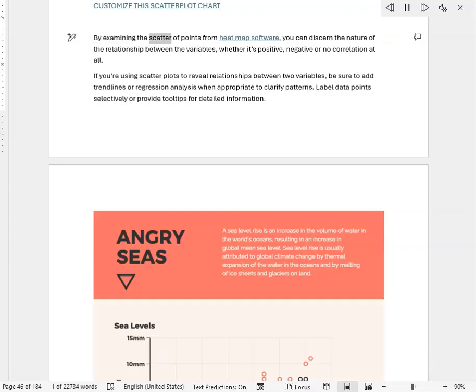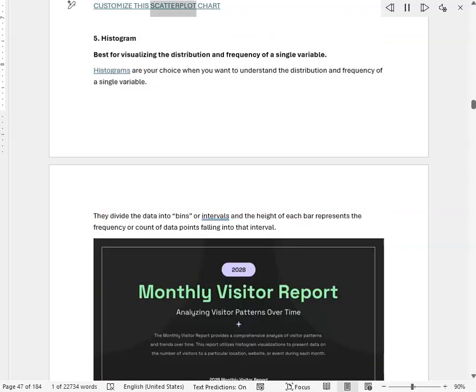By examining the scatter of points, you can discern the nature of the relationship between the variables, whether it's positive, negative, or no correlation at all. If you're using scatter plots to reveal relationships between two variables, be sure to add trend lines or regression analysis when appropriate to clarify patterns. Label data points selectively or provide tooltips for detailed information. Customize this scatter plot chart.